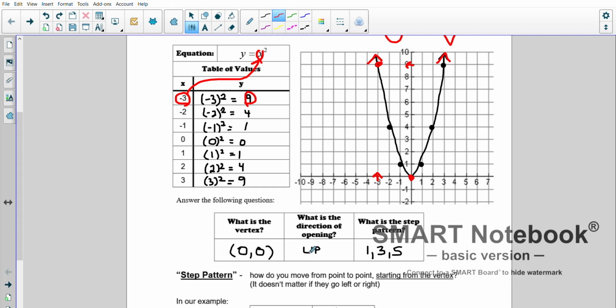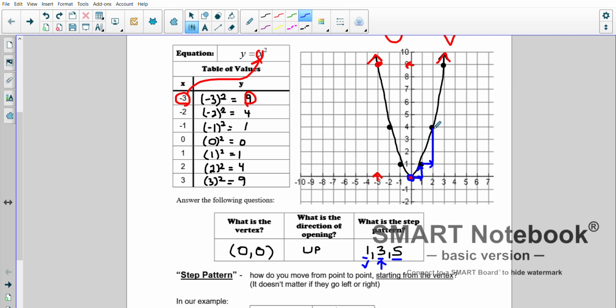And then I'm asking you for something called the step pattern. If you know the step pattern, you can graph a parabola easily because it tells you how to get to the next point. If you start at the vertex, what this step pattern is telling me is, if I move over 1, this first number tells me how much to go up. In this case, 1. The next step would be, if I go over 1 again, I would go up 3. And that's how I would get to this point.